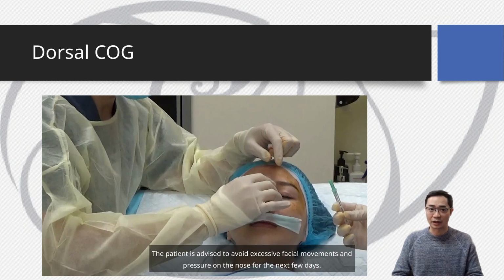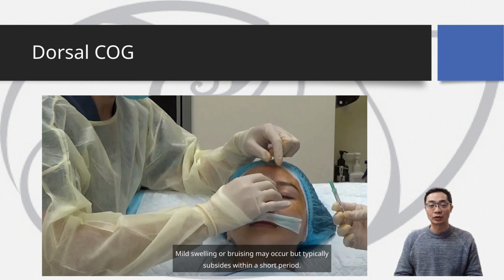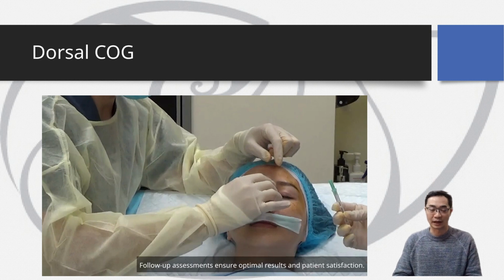Post-procedure care. The patient is advised to avoid excessive facial movements and pressure on the nose for the next few days. Mild swelling or bruising may occur, but typically subsides within a short period. Follow-up assessments ensure optimal results and patient satisfaction.